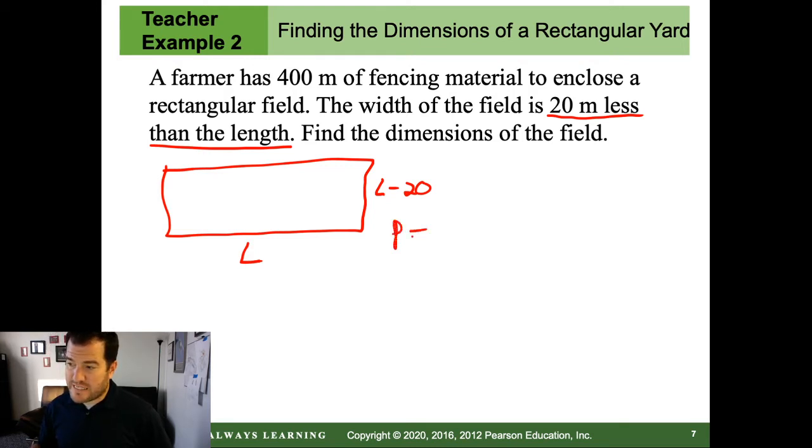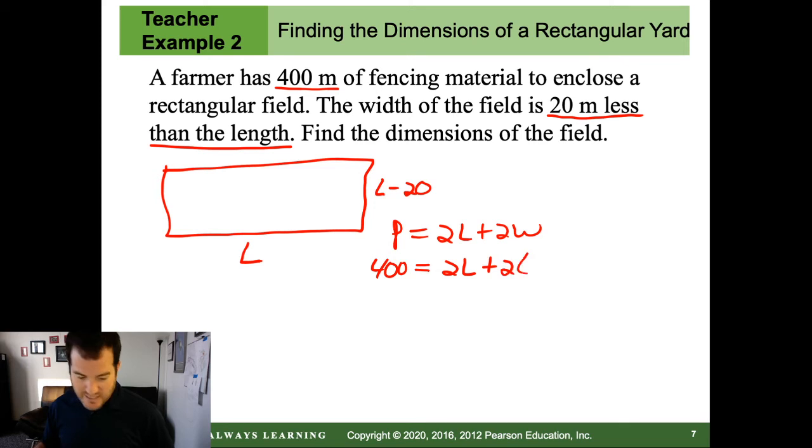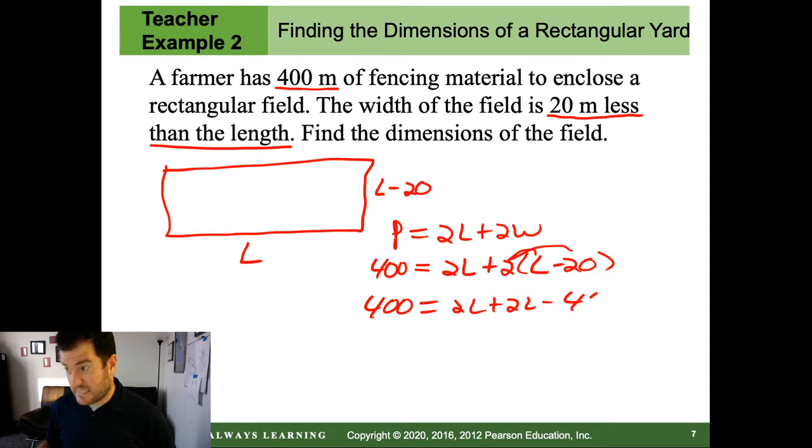I'm actually going to utilize that same exact equation, except this time, here's my perimeter. I still don't know L, but in this case, it's no longer W, but it's L minus 20. Okay. First step, distribute. Combine like terms.